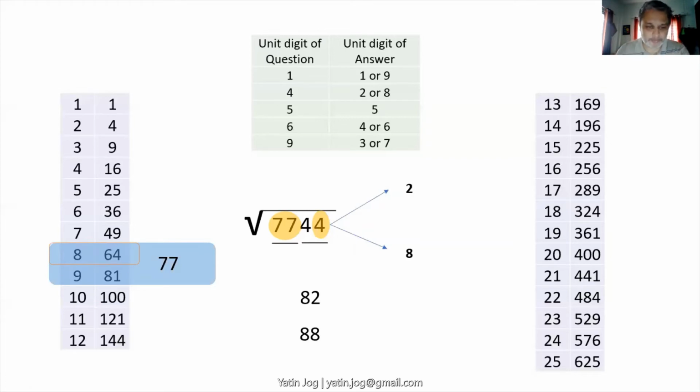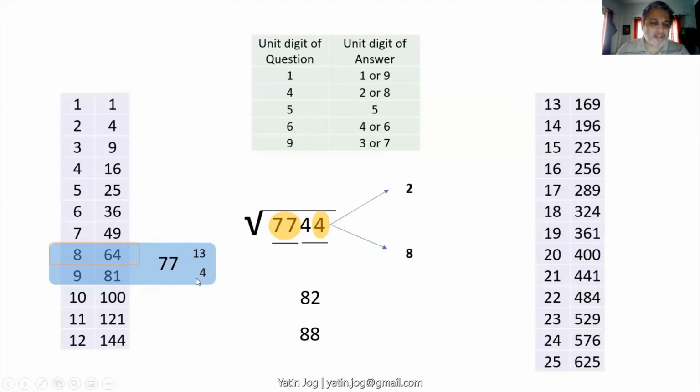That is confirmed. Now how do we find which is the answer between 82 and 88? For that, step number 4, the last step: look at the distance of your second group, which is 77, from the squares 64 and 81. The distance of 77 from 64 is 13, and the distance of 77 from 81 is 4.